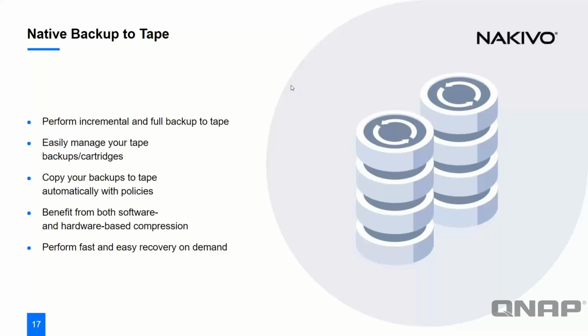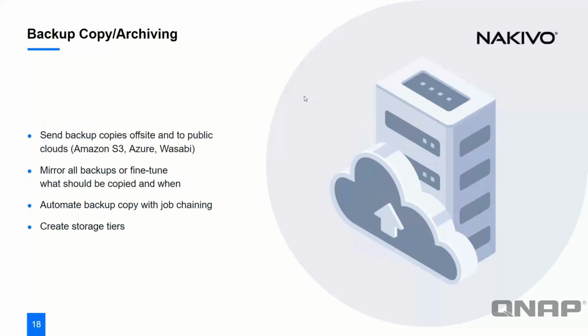Native backup to tape support. Recently, we added the support for tape devices, so you can perform incremental and full backup to tape. Easily manage your tape backups and cartridges, copy your backups to tape automatically with policies. So if you're backing up your data on QNAP NAS, you can send automatic backup copies for archiving to the tape device.